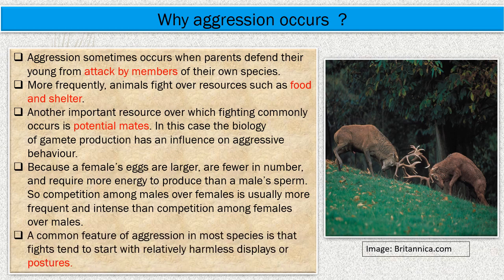A common feature of aggression in most species is that fights tend to start with relatively harmless displays or postures. For example, aggressive interactions between two red deer stags begin with an exchange of deep roars followed by a display of parallel walking, in which the stags stood side by side assessing their relative size.